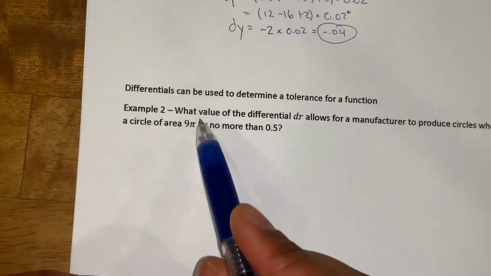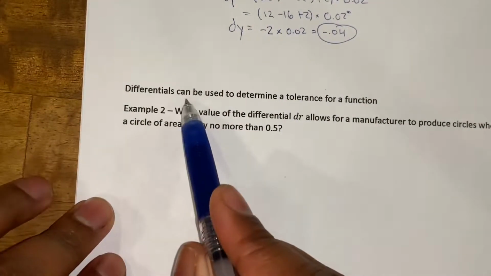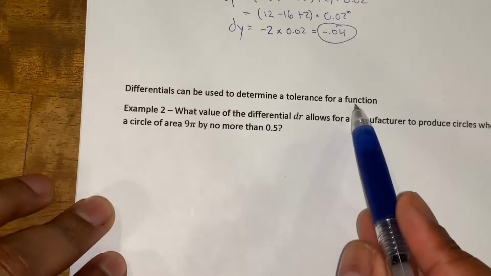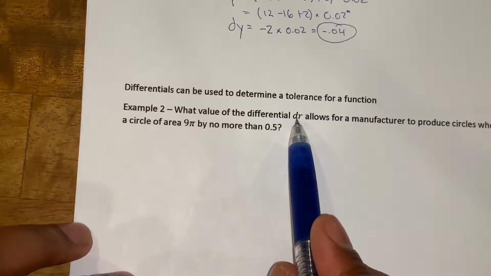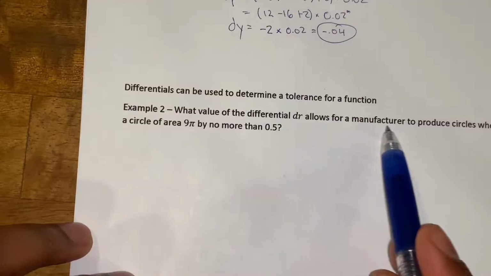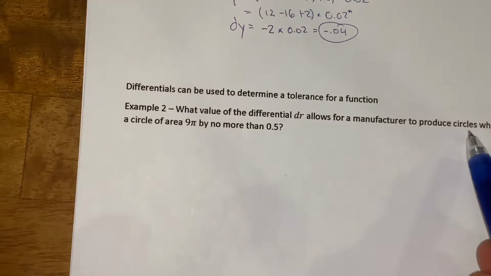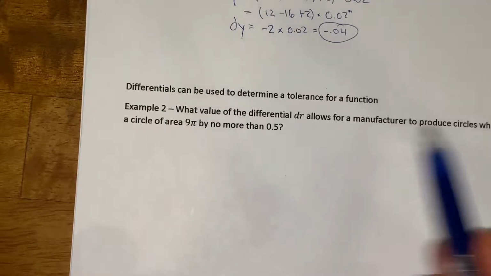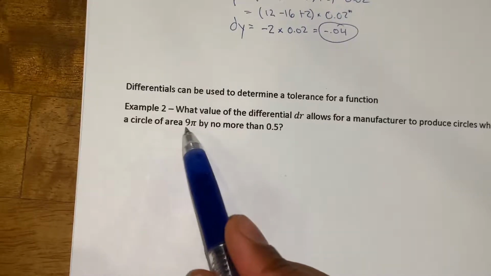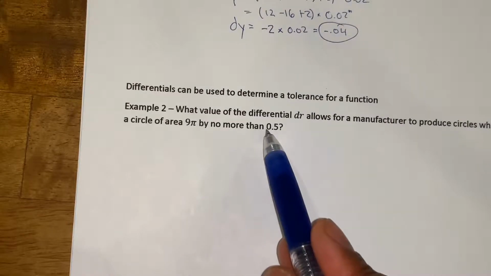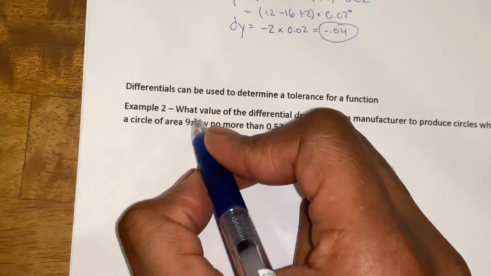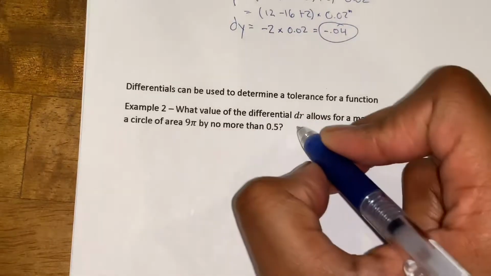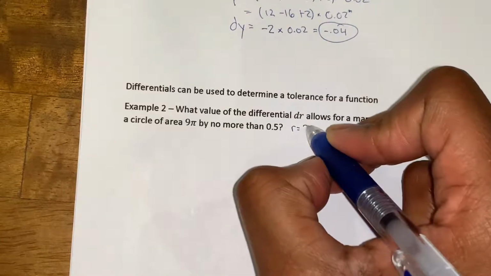For example 2, differentials can be used to determine a tolerance for a function. So we're trying to find the value of the differential dr that allows a manufacturer to produce circles whose area differs from a circle of area 9 pi by no more than 0.5. So if a circle has an area of 9 pi, we know that r must equal 3.